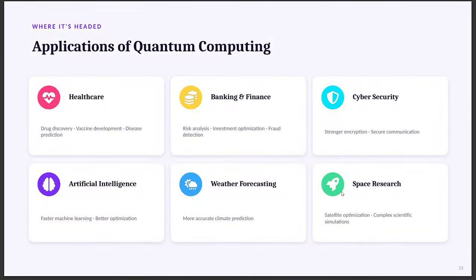Now, if you see here, we have some applications, Nana. The applications include healthcare. Suppose scientists want to discover a new medicine, say a corona vaccine. They must study millions of possible molecular combinations. This takes years using classical computers. I am mentioning this may take years, not days. So quantum computing may speed up these simulations, which can help researchers discover medicines faster compared to the classical computer.